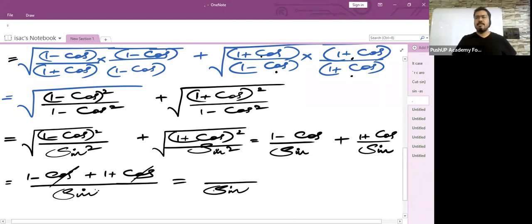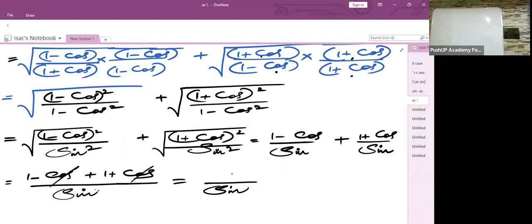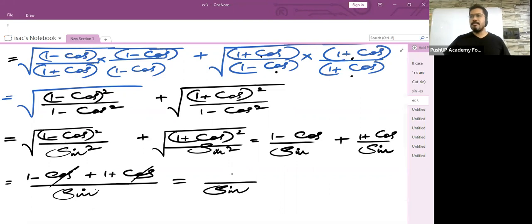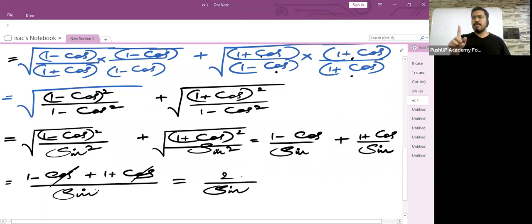What is the numerator as of now? What is 1 plus 1? You're a class 10 student. 1 plus 1 is 2. So 2 upon sine.